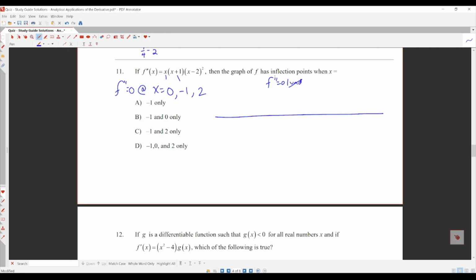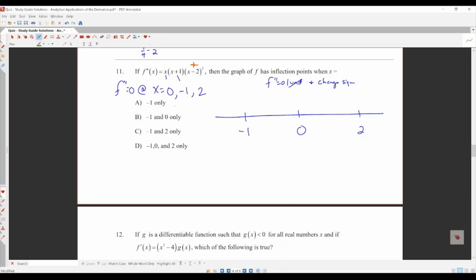Now, there's more to inflection points than just when it's 0 or undefined. It also has to change sign at that point. So let's see, I'm going to plug in -1, 0, and +2. The next thing I'm going to say is back here, anything squared is always positive. So this piece here is 100% of the time going to be positive. So I just have to worry about the others.